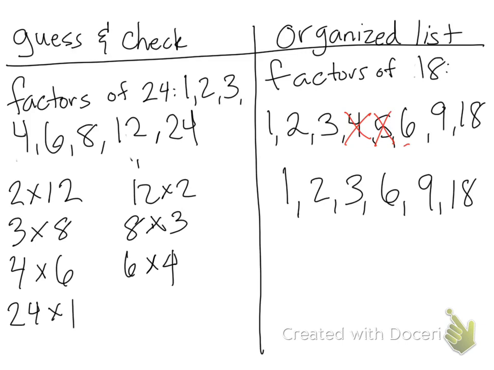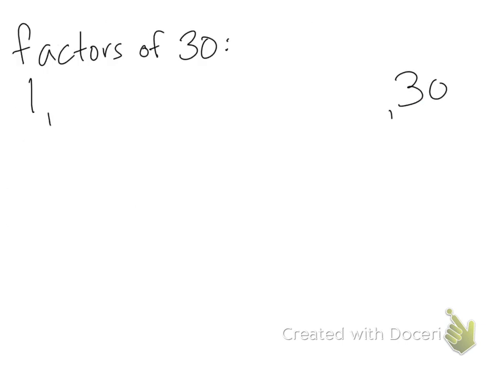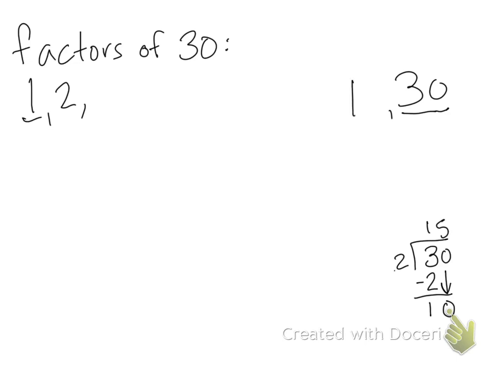Let's try to find the factors of 30 by making an organized list. Okay? 1 is always a factor of every number, and so 1 times 30 equals 30. Now we will check to see if 2 is a factor. What number times 2 equals 30? If I don't know, I can divide it. 2 goes into 3 one time. 2 times 1 is 2. Subtract, bring down the 0. 2 goes into 10 5 times. So 2 times 15 equals 30.